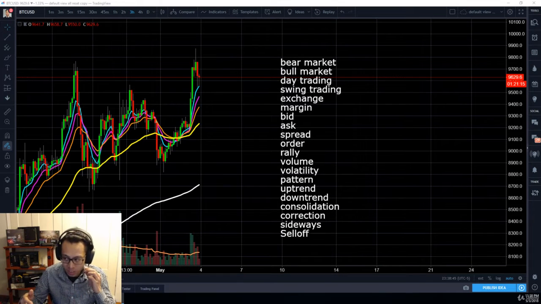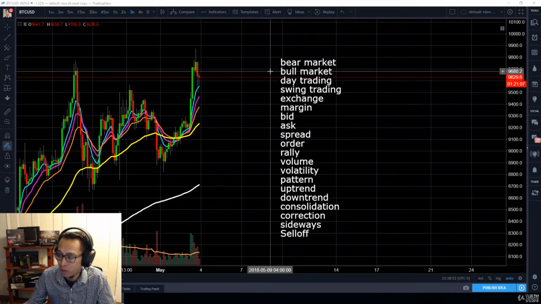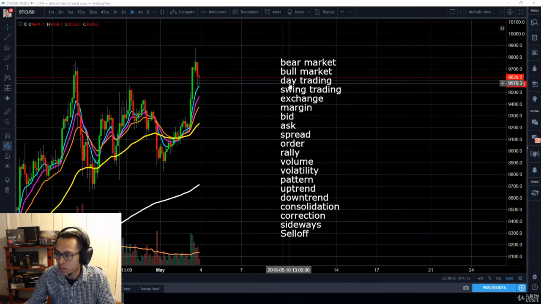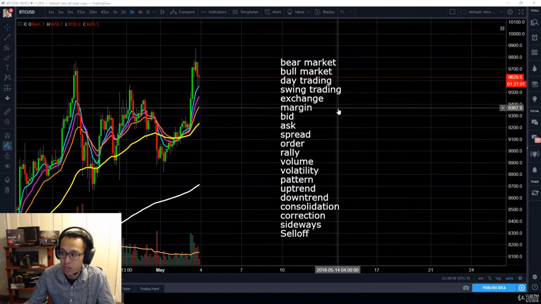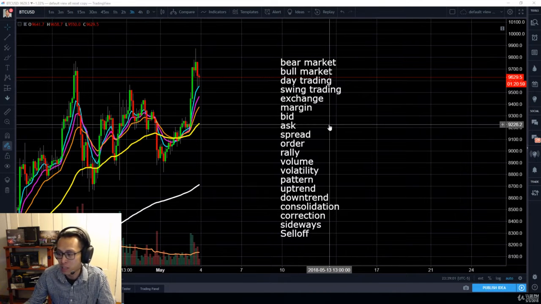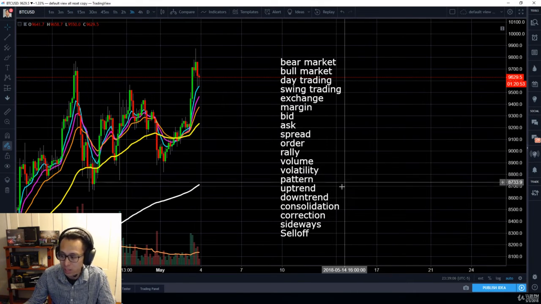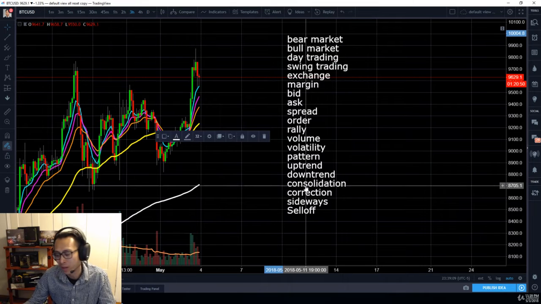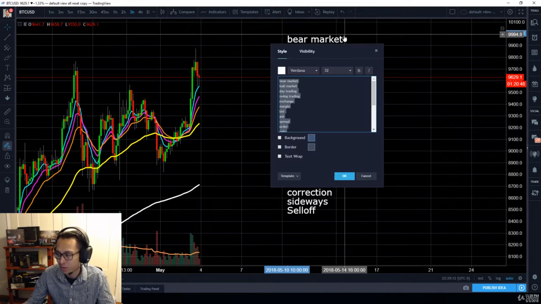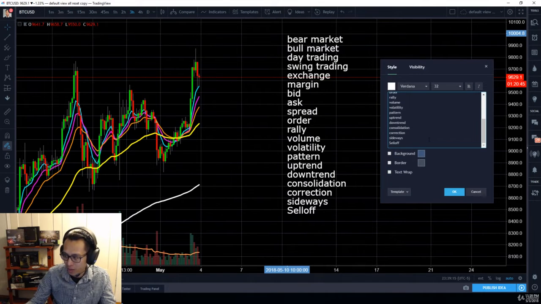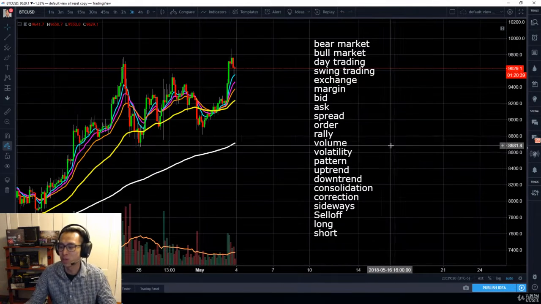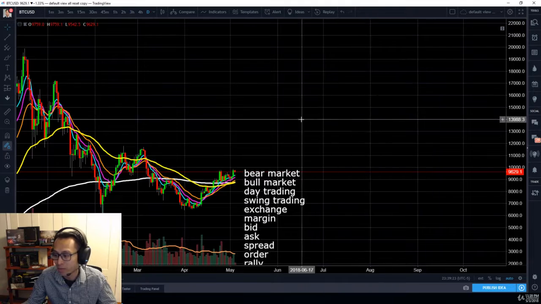So let's go over some of these basic and common terminologies that I think are very important to understand. The ones that we're going to go over are bear market, bull market, day trading, swing trading, exchange, margin, bid, ask, spread, order, rally, volume, volatility, pattern, uptrend, downtrend, consolidation, correction, sideways, sell off, and then we're also going to go over long and short. So these are very common terminologies that you guys will definitely hear of very often, right?